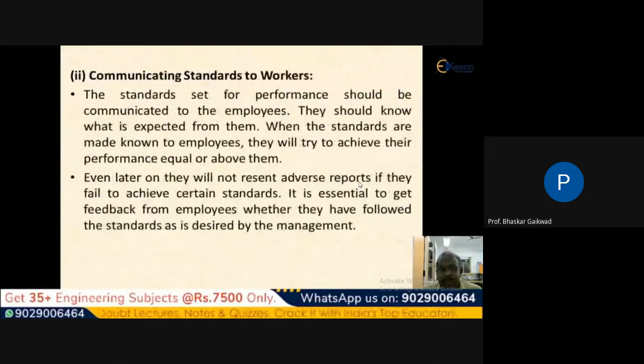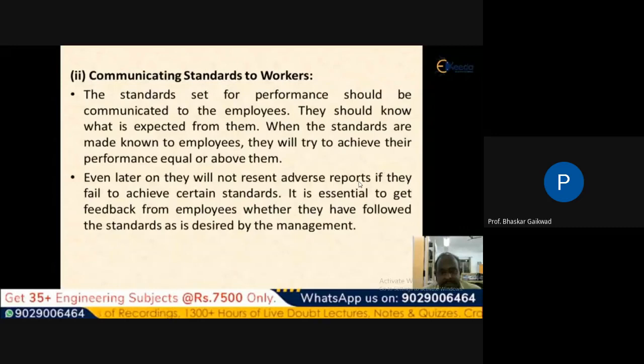Then you are going to communicate this. You are going to tell the worker that this is the standard expected from you. You have been working here normally, but this is the standard, and now you are expected to work to that standard. It is the organization's responsibility to communicate to the employees that this is the standard and you should follow it precisely.